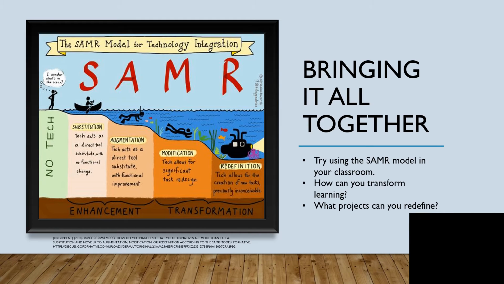So let's bring all of that information together. Taking a look at this photograph, the example of no technology is a handwritten assignment. The substitution stage assesses and enhances. In the substitution level, tech acts as a direct tool substitute with no functional change. So the example I gave you was taking a handwritten assignment and now using a word processor to type it.